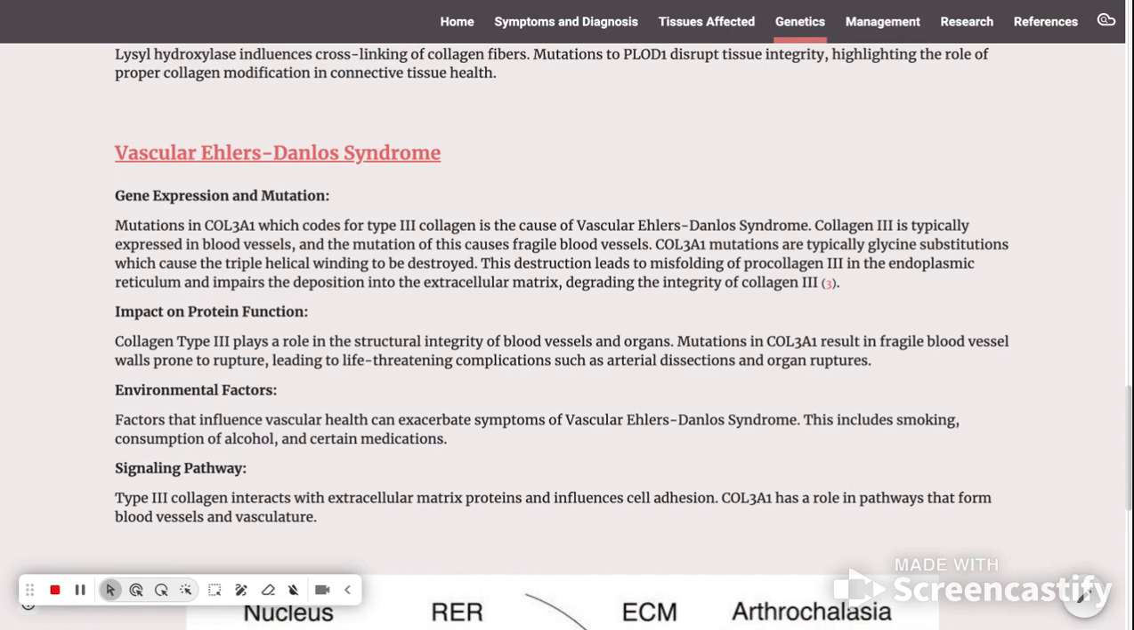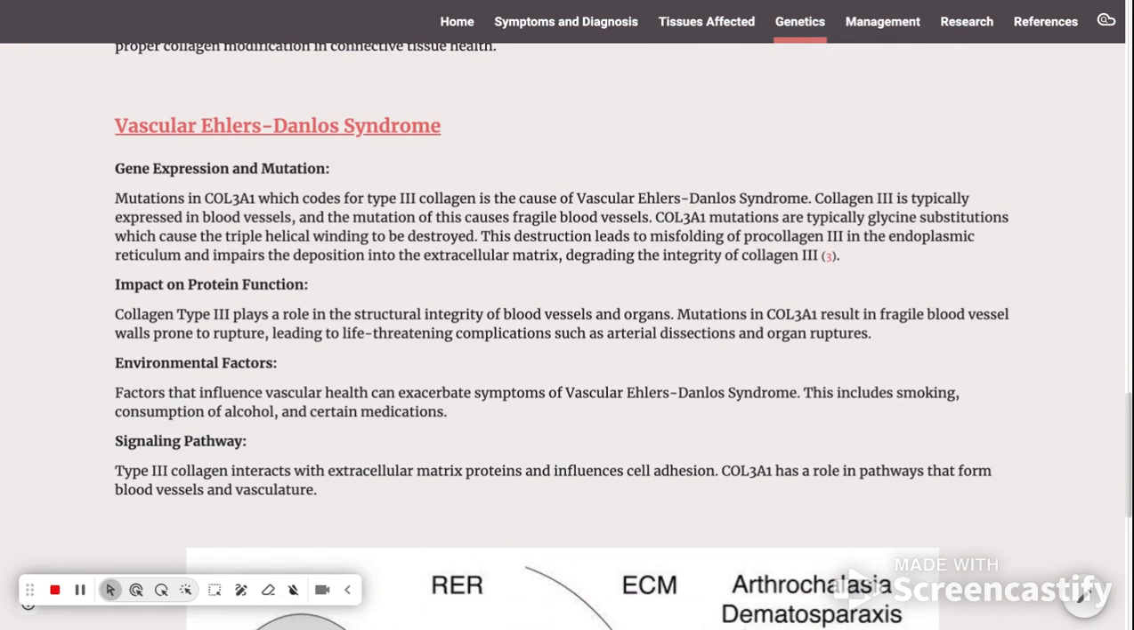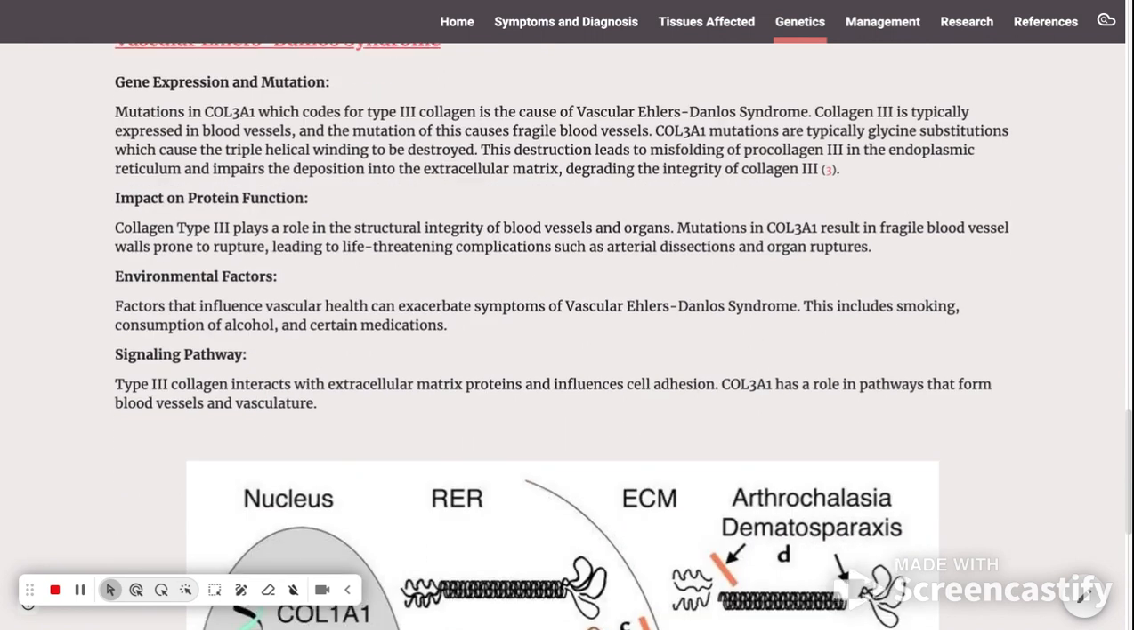For vascular, there's typically a problem in the COL3A1 gene, which codes for the type 3 collagen. And this is going to cause a decrease in the structural integrity of blood vessels and organs, and this is very dangerous and life-threatening because it can lead to dissections and ruptures. Some environmental factors that can affect this are anything that can impact your vascular health, which includes smoking, consumption of alcohol, as well as certain medications.